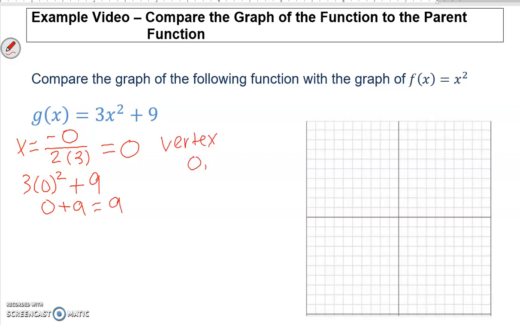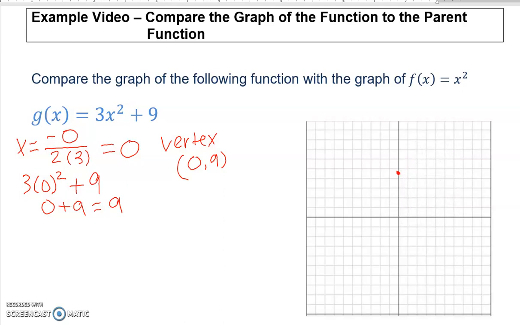So our vertex is 0, 9. So our graph is a little small here, so I'm going to skip by going 2, 4, 6, 8, 9, right in the middle here. So I'm counting by 2's. So 2, 4, 6, 8, 10 kind of thing. I'm going to erase that so we have room to graph.